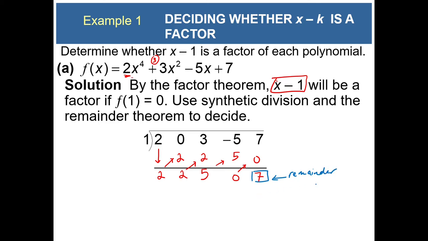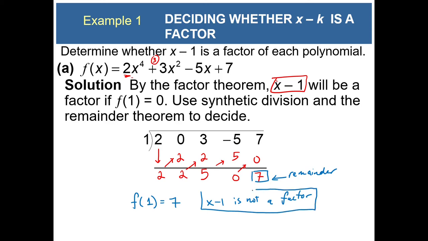The remainder is 7. That implies that f of 1 gives us 7. That means, by the factor theorem, x minus 1 is not a factor. It has to be equal to 0 for this to be a factor. The remainder has to be equal to 0 for this to be a factor.